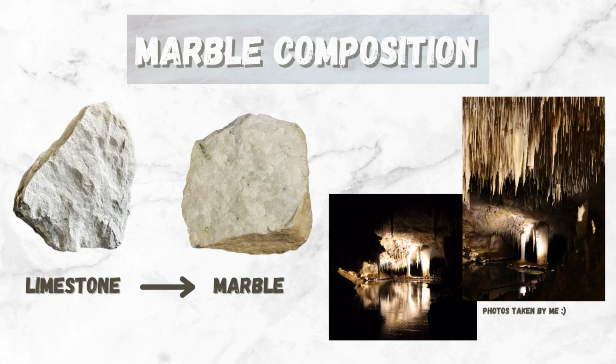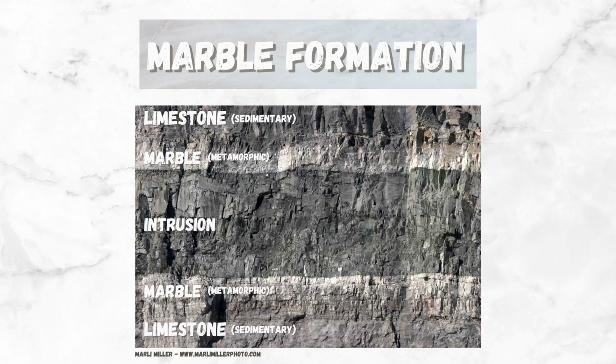The chemical composition of limestone is primarily calcium carbonate, and as a result, marble is also primarily made up of calcium carbonate, which composes roughly 90% of the rock. The purity, or the percentage of calcium carbonate in marble, determines its quality and suitability for different applications. Well, now you must be wondering how marble forms.